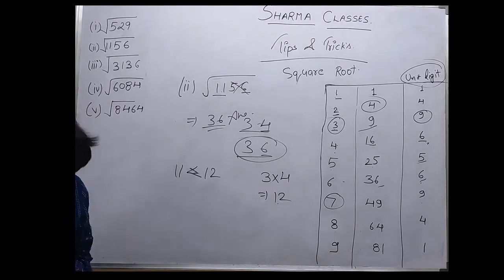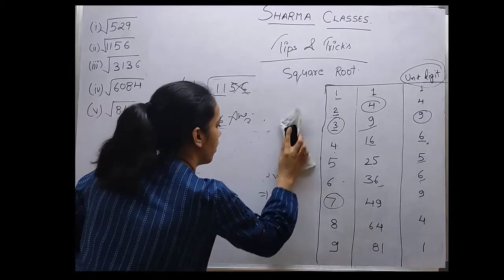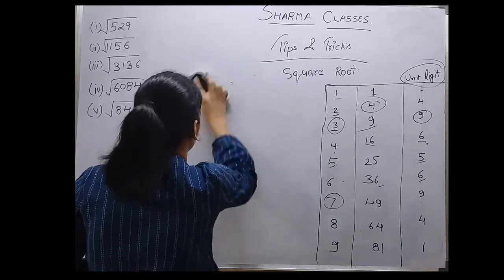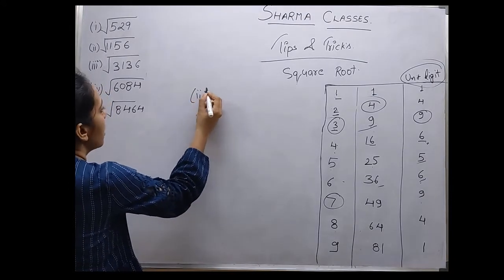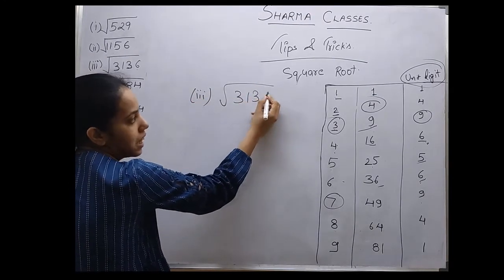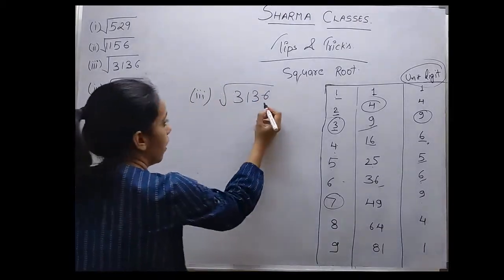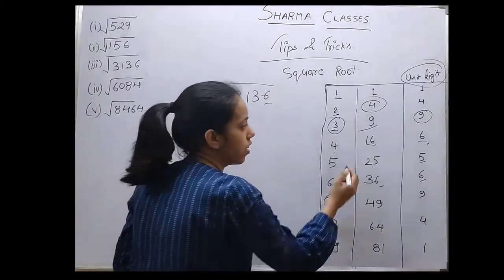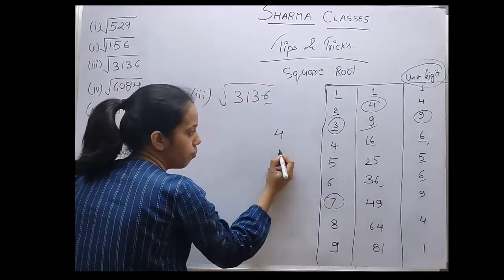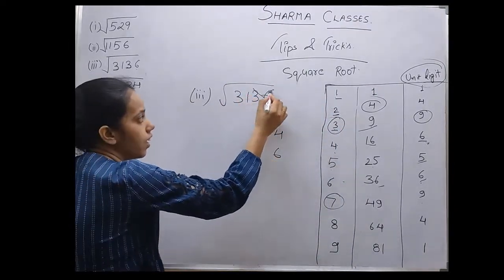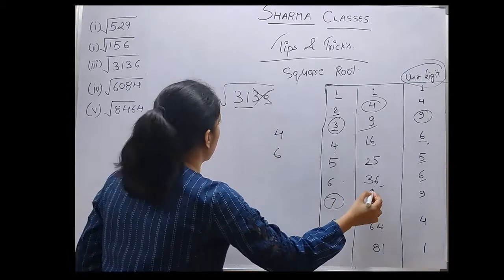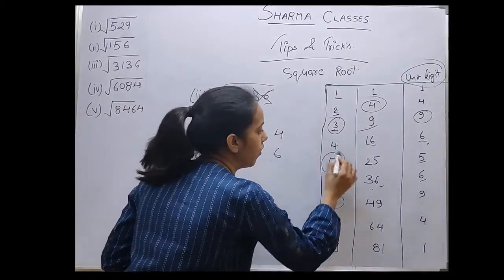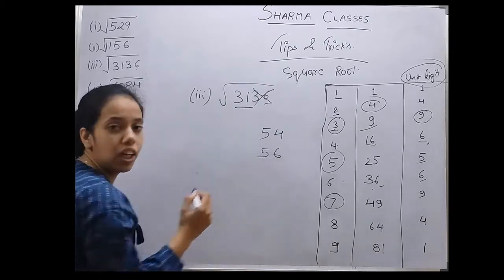Okay, let's take some more examples. Our third example is 3136. Same, 6: where do we find 6? 4 and 6. Now cut the last two digits, the remaining digit is 31. Now compare in this table, 36. 36 is greater than 31. So what do we take? 5. From 5 it becomes 54 and 56.